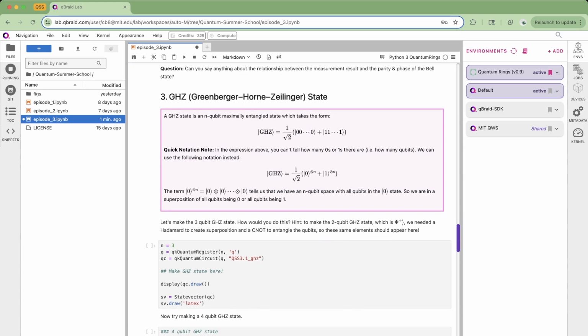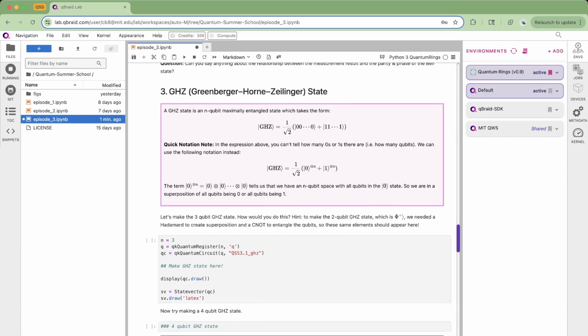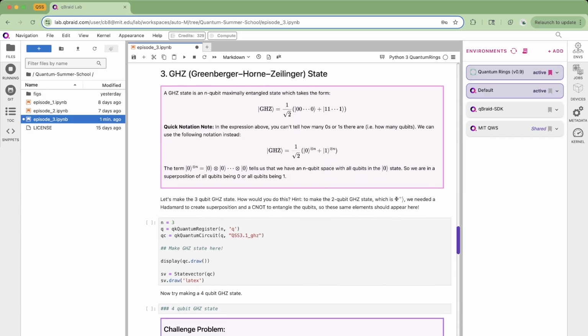So let's make the 3 qubit GHZ state. So how would you do this? Well, to make the 2 qubit GHZ state, which is phi plus, we needed a Hadamard to create superposition and a CNOT to entangle the qubits. So these same elements should definitely appear here. So try it for yourself first.